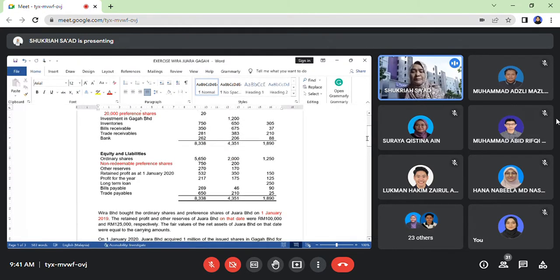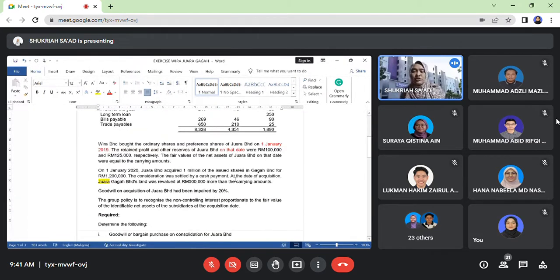Okay, tengok Gagah. Gagah ada share apa? Gagah hanya ada ordinary share capital. Dia tak ada pun non-redeemable. Tak ada masalah. Okay, maksudnya issued share kat sini adalah ordinary share capital. Bila kita deal dengan ordinary share capital, maknanya kita akan deal dengan element of control. 1 million berapa persen kelas? 80%. So 1 million divided by 1250 million.